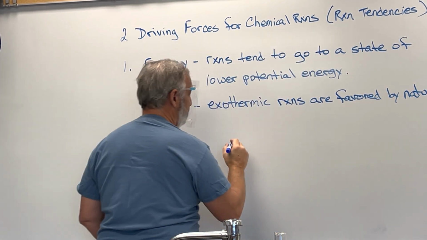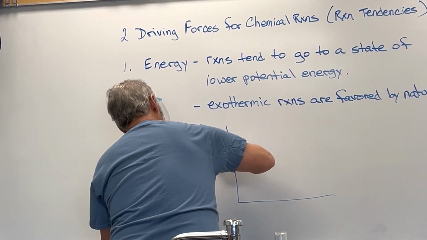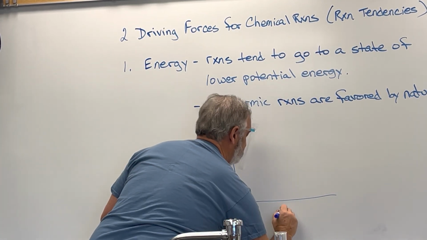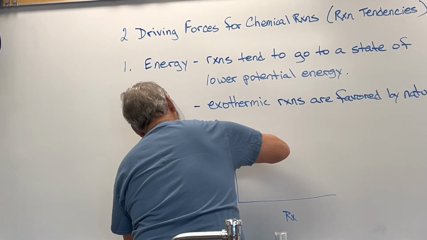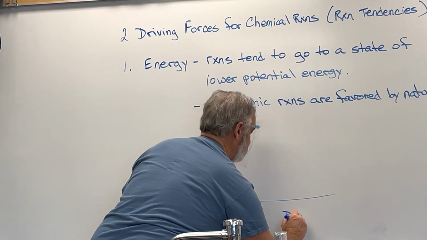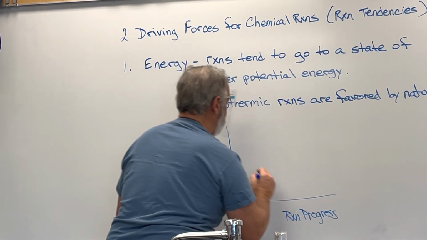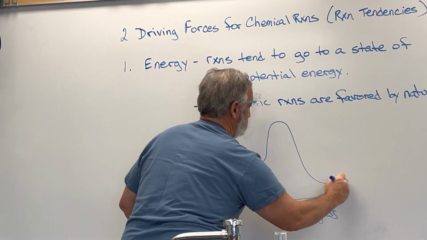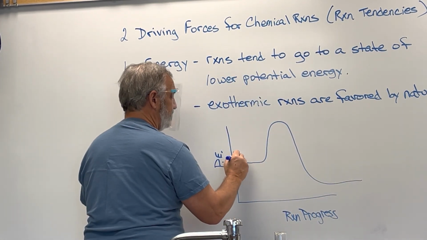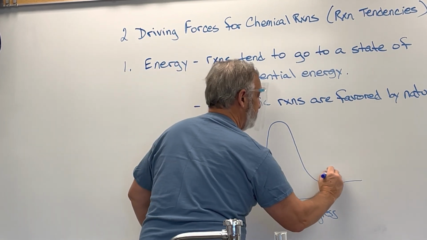Okay? And we can, again, use our potential energy versus reaction progress graph. And we have the graph that's classic, like this. So we have reactants, we have products over here.